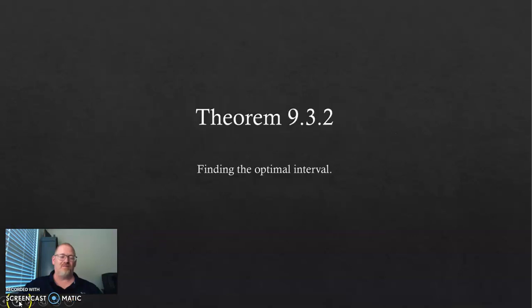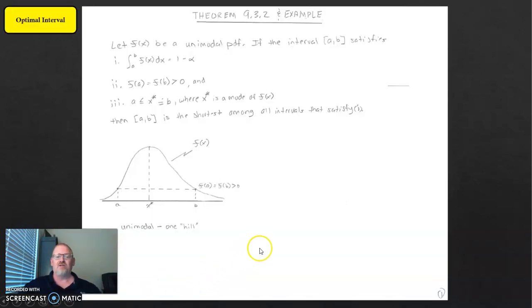Let's go ahead and move forward. This is going to be over theorem 9.3.2, really finding the optimal interval. It could be, again, looked at like finding the shortest interval, but finding the optimal interval. So to begin with, let's go back over theorem 9.3.2.